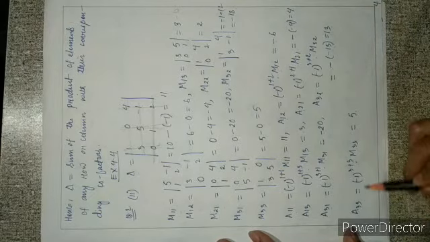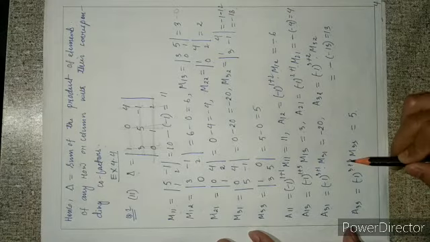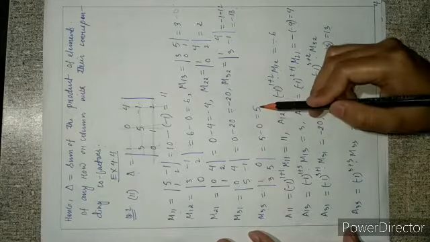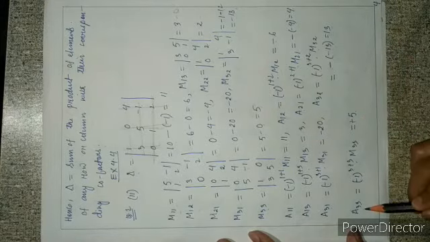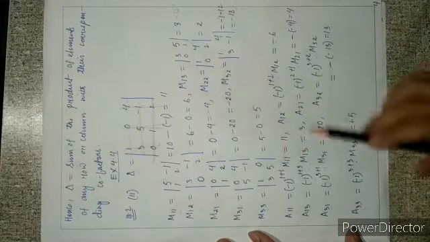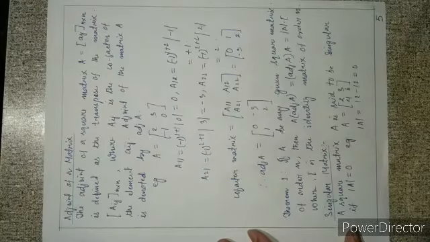Cofactor A33 is minus 1 to the power 3 plus 3, 6. 6 is an even number, so there should be a plus sign. Value of M33 is equal to plus 5. So cofactor A33 is equal to 5. So the minors and the cofactors are found separately.